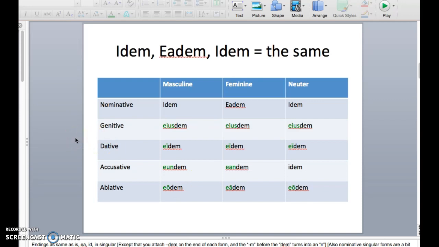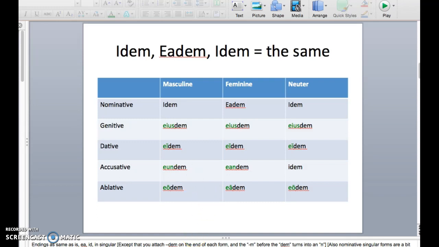And because it is essentially the same exact forms as is, ea, id with dem attached, the only change is in these irregular nominative forms. And then in the accusative, we see the M changes to an N before the D. All right, the M changes to an N before the D.